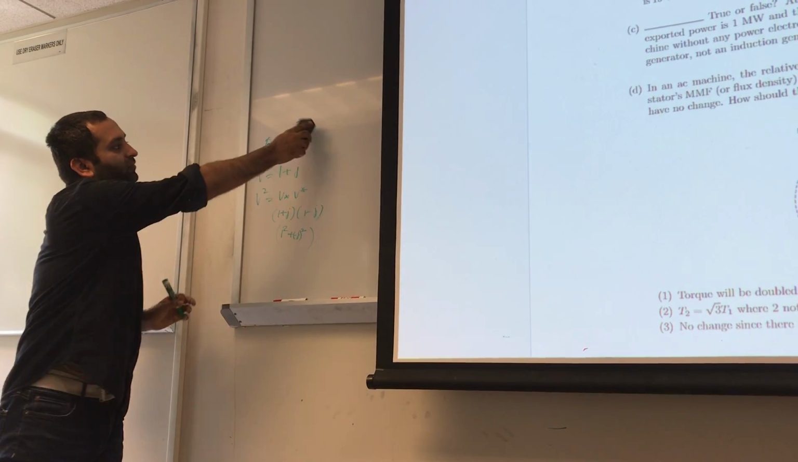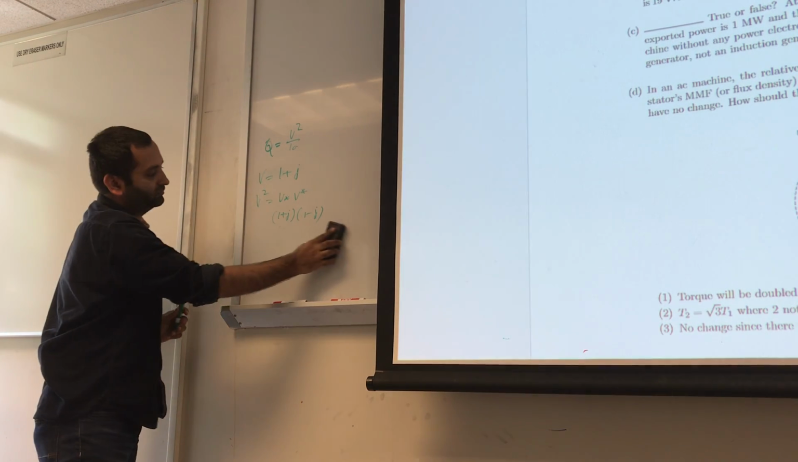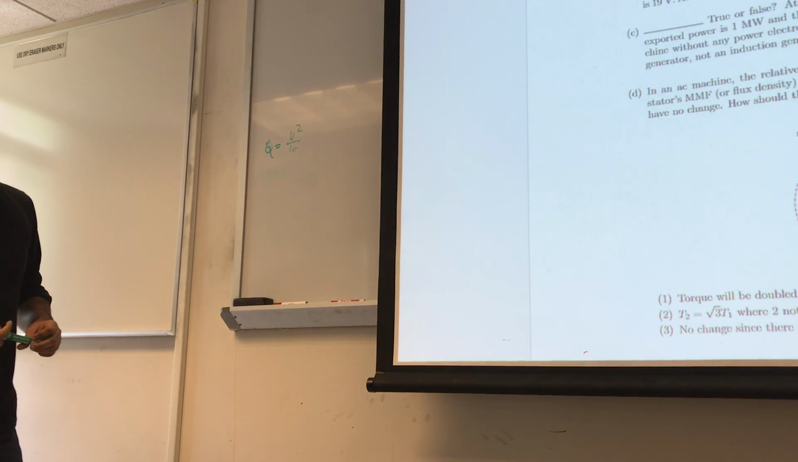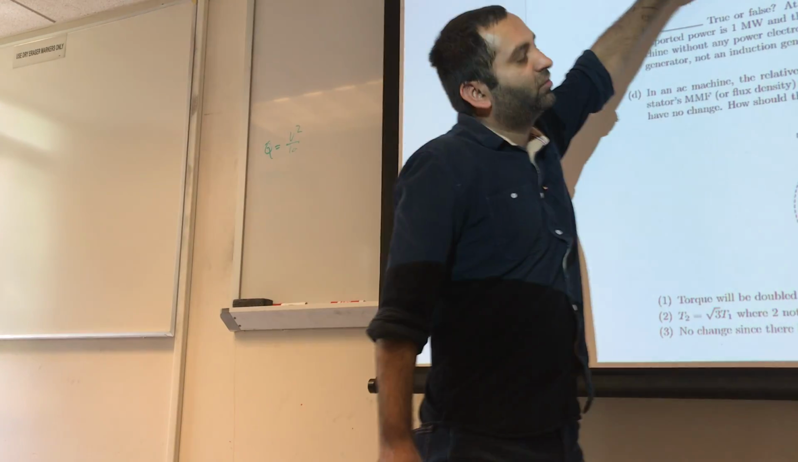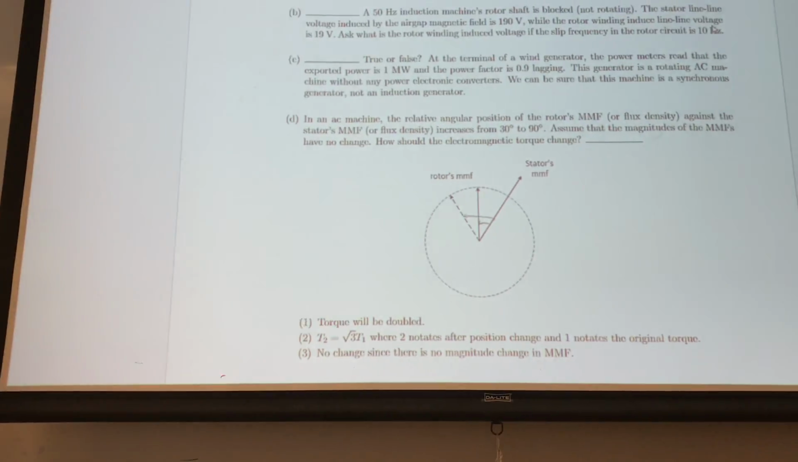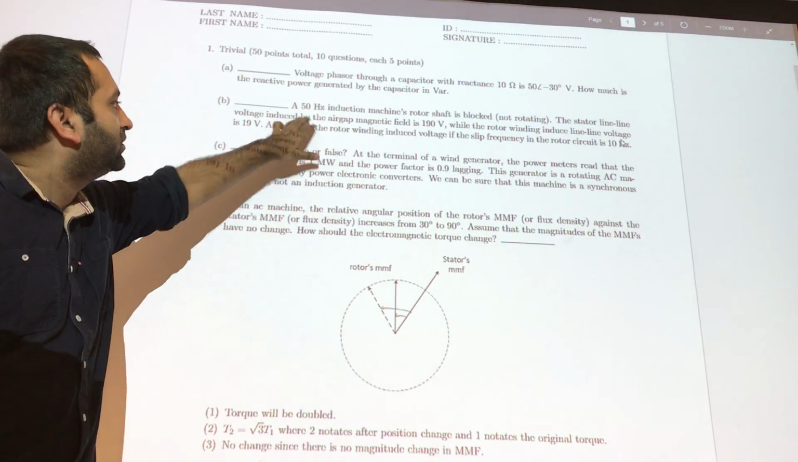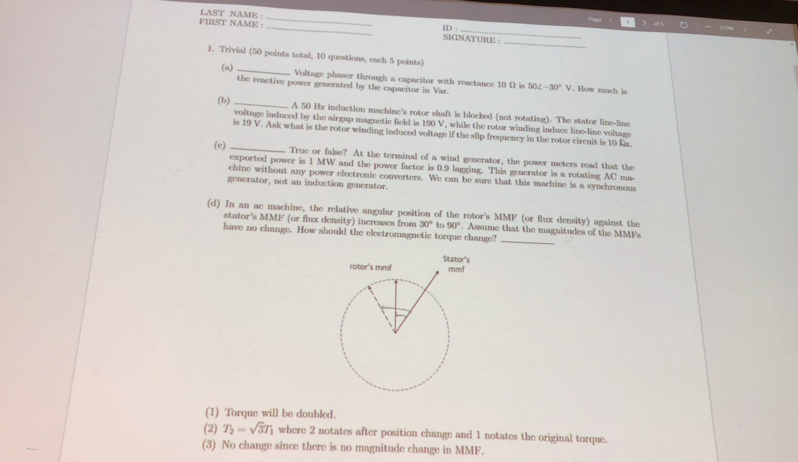So you can just find it by 50 squared over 10. And then you might not get this question because this is from circuit analysis, but it's like a fundamental one. So the next question is, it says the 50 Hz induction motor, the shaft is plugged.